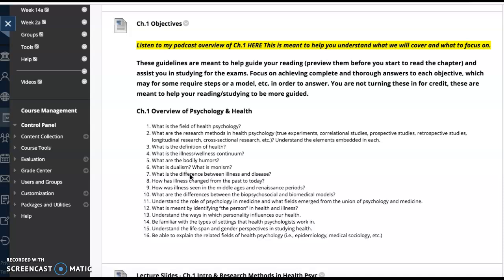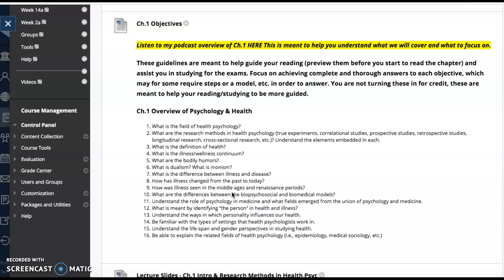Then we'll look at the difference between illness and disease. Why are sometimes these terms used interchangeably, and how is that not good? These are two distinct areas, so we'll look at that. How has illness changed from the past to today? So how did we used to think about illnesses versus how do we think of them today? How do we treat them today and deal with them today? You'll see some early work in the Middle Ages and the Renaissance period of how illness was treated. Again, doesn't have a great past or a great history in terms of medicine. So health psychology was birthed out of the medical field.